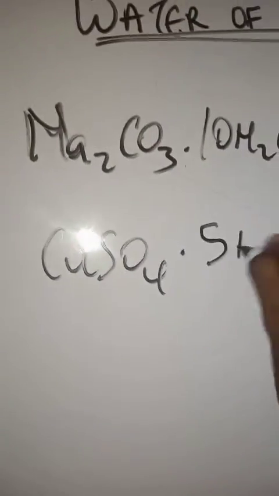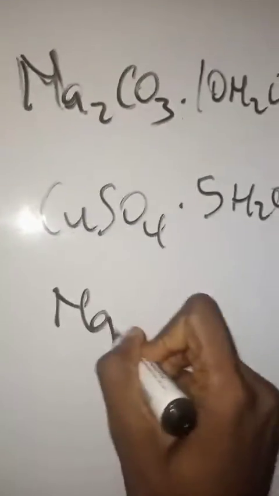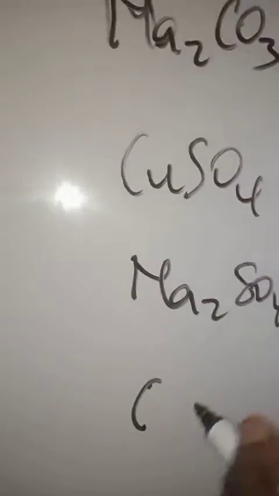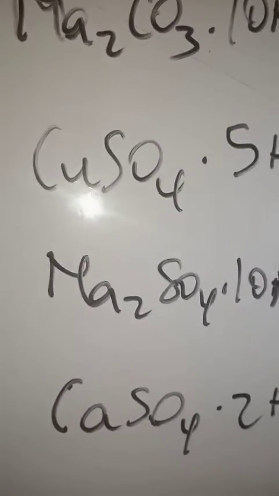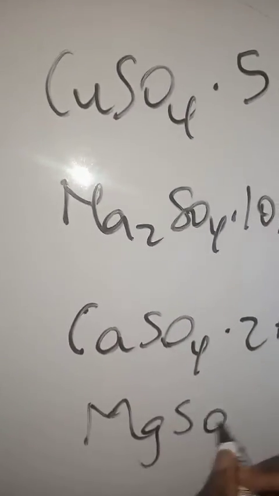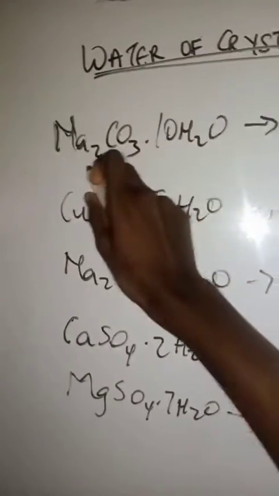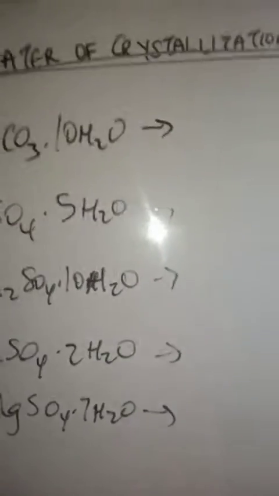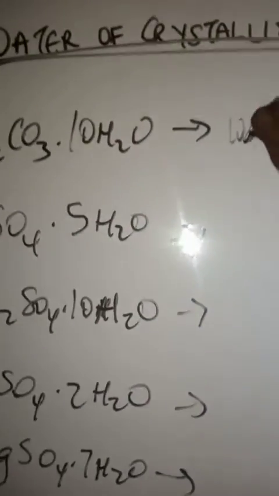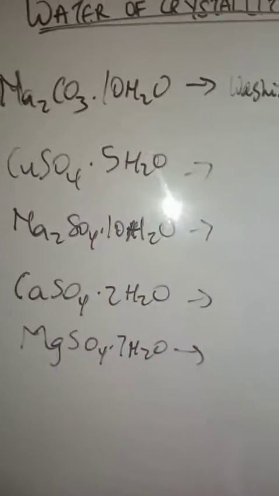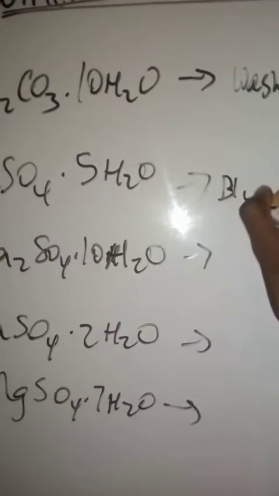Yes, in case you are preparing for examination, another name for sodium trioxocarbonate(IV) decahydrate is washing soda. So this is washing soda. Then copper(II) tetraoxosulfate(VI) pentahydrate is what? Blue vitriol.